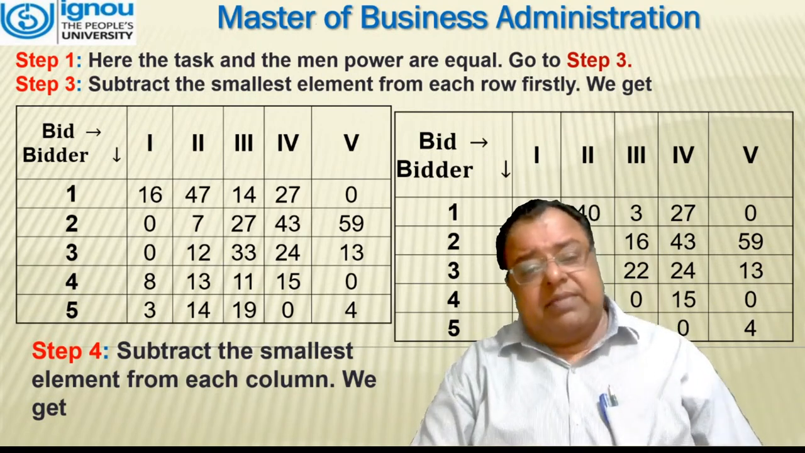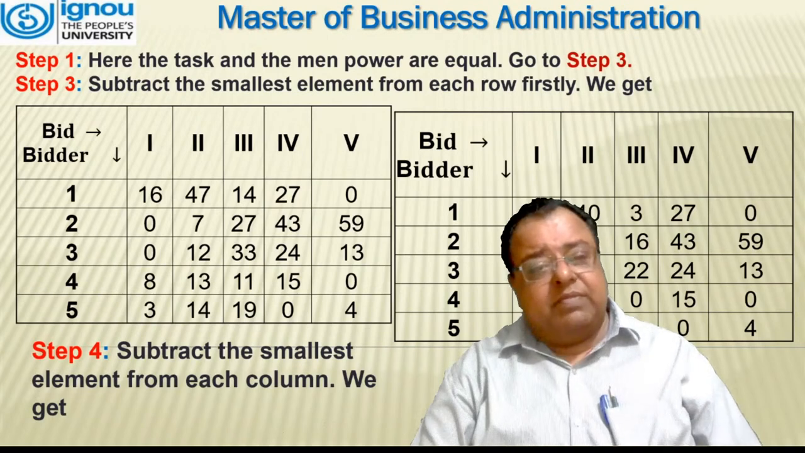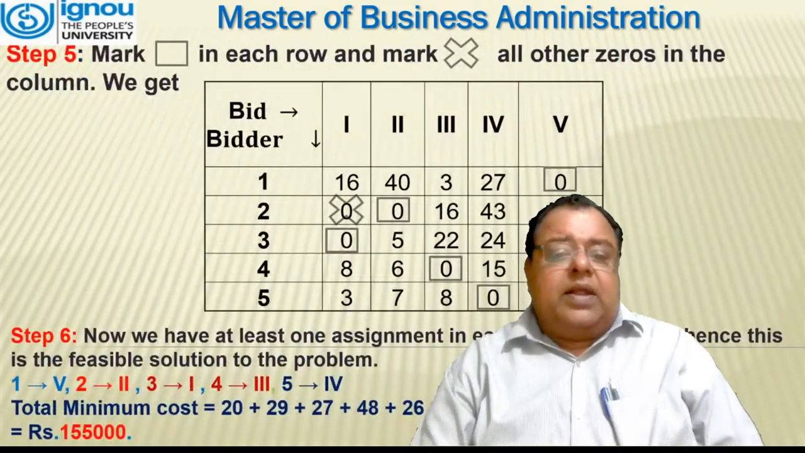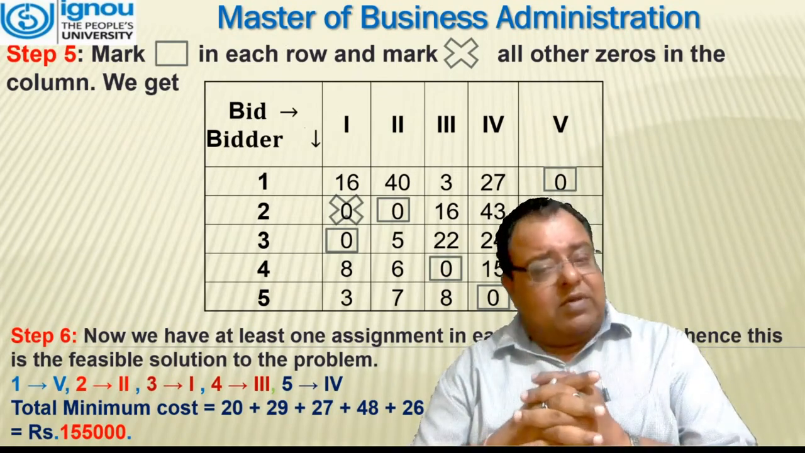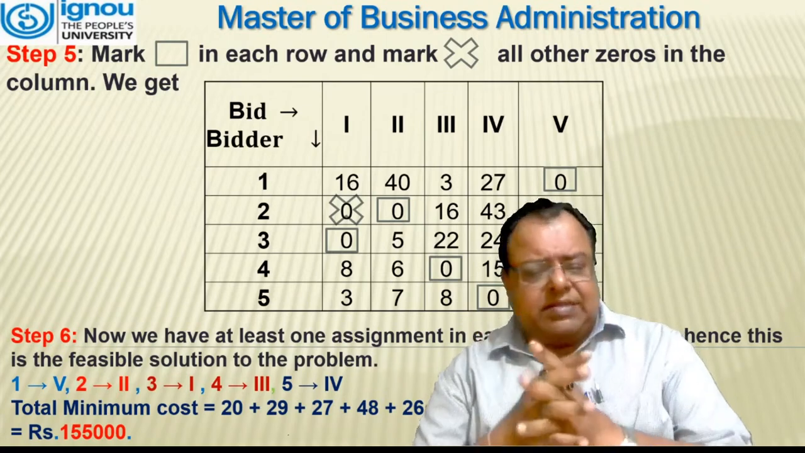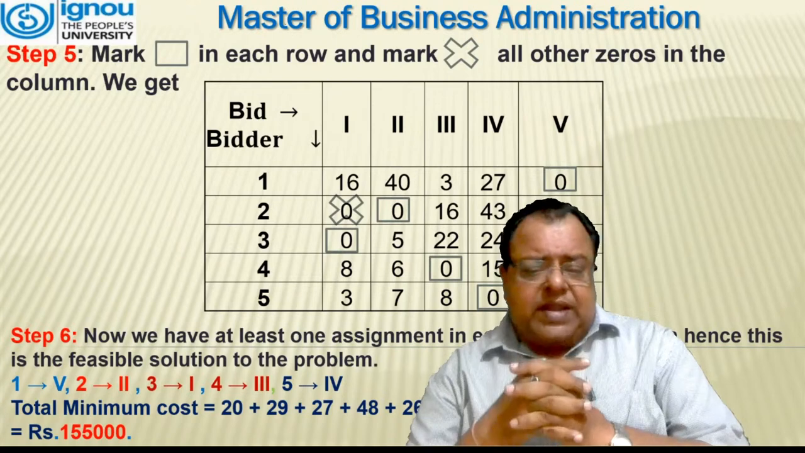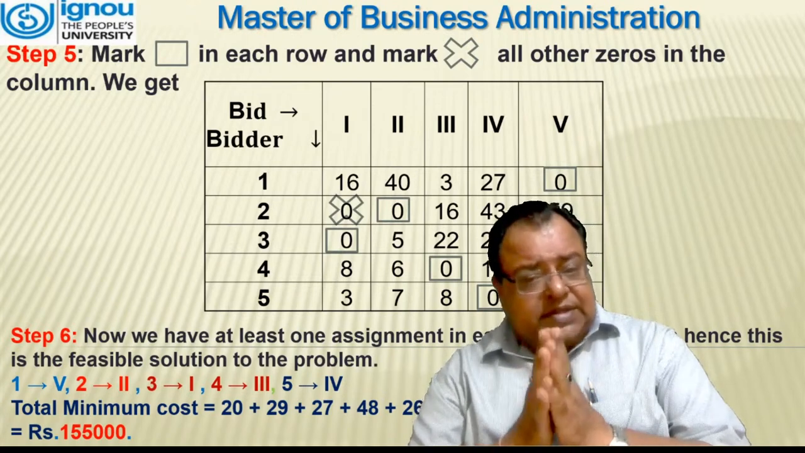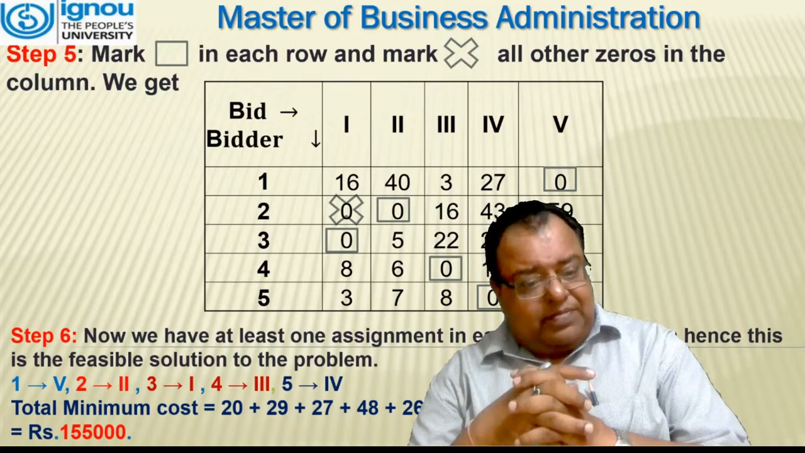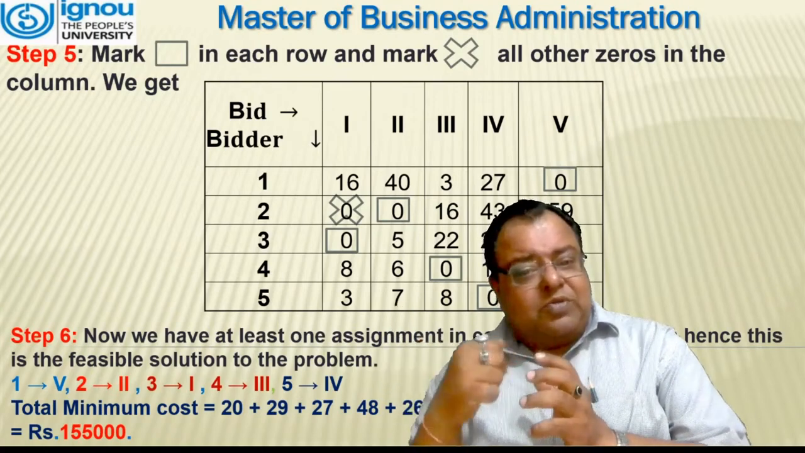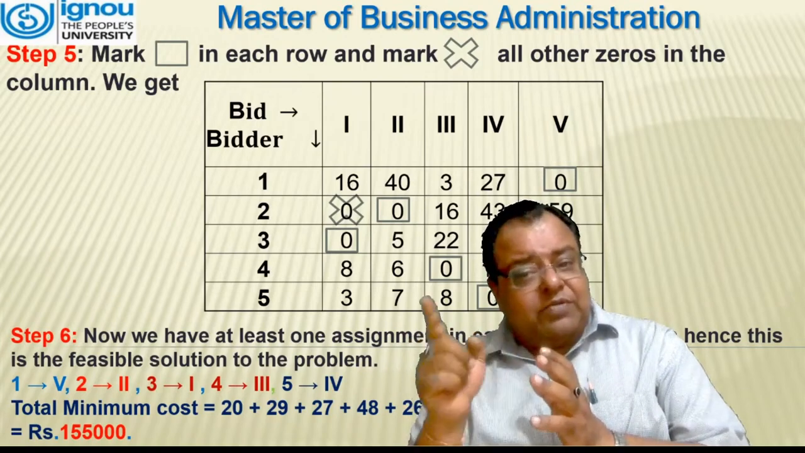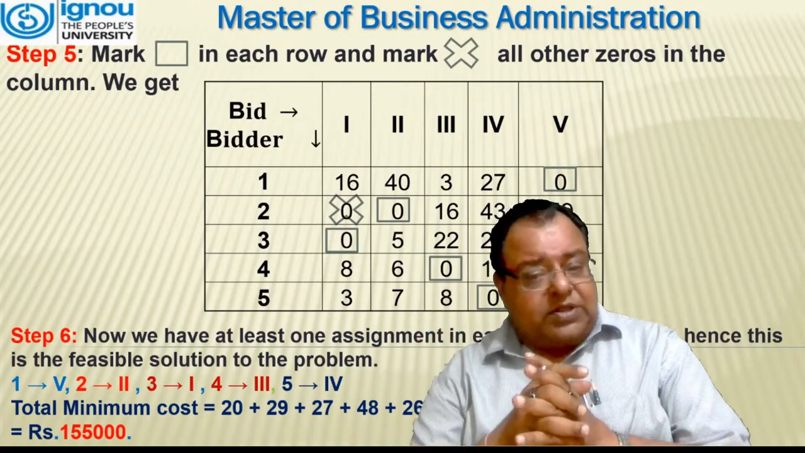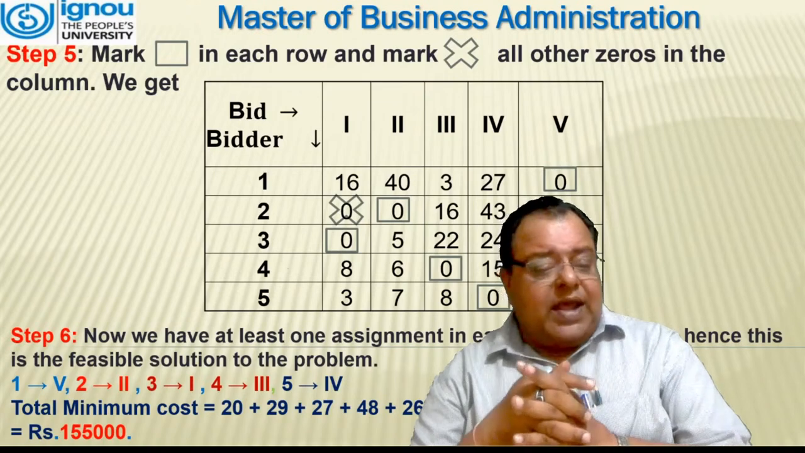Subtract the smallest element from each row. And in the second step, we will subtract the smallest element from each column. Then we will mark star, square and cross on both the zeros in the column. We get this matrix. Now we have at least one assignment in each row and column. Hence, this is the feasible solution to the problem: 1 to 5, 2 to 2, 3 to 1, 4 to 3, and 5 to 4. We add up all these costs and we get 1,55,000.